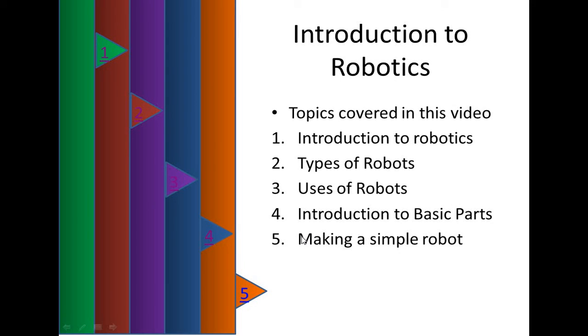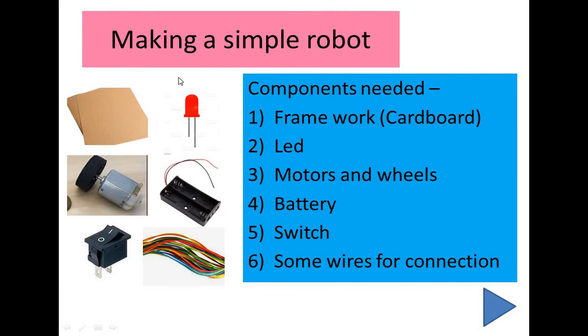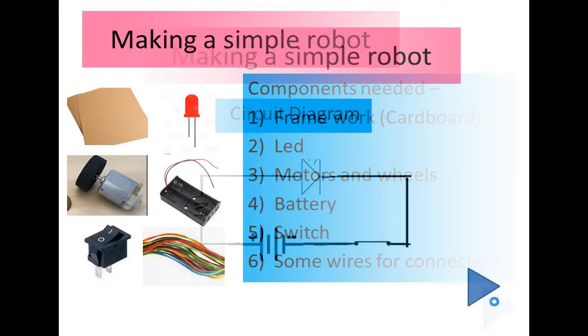Next, we'll be going to the final topic of this video, making a simple robot. Now let's get to it. For making a simple robot, we'll be needing components which are cardboard, LEDs, motors and wheels, battery sockets and battery, a switch, and some wires for connection.